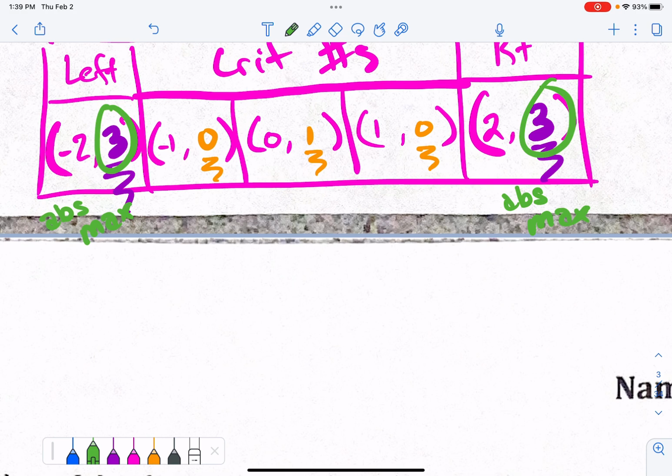What's my absolute minimum point? 0 and 0, right? These two have the lowest y coordinates, so this is an absolute minimum. And this is also an absolute minimum.